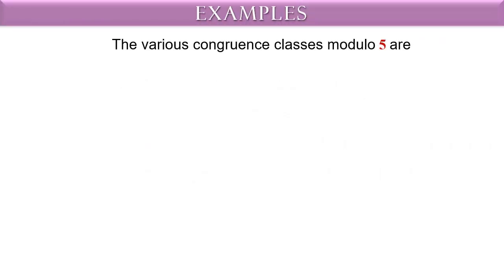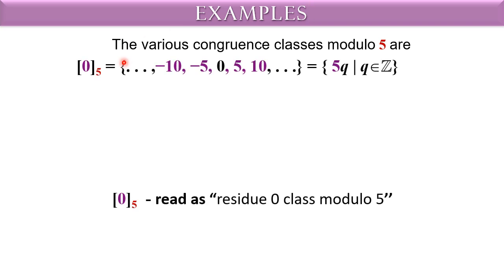Below are the various congruence classes modulo 5. This is read as residue 0 class modulo 5. These are the set of integers that when we divide by 5 will leave a remainder of 0. Thus we have -10, -5, 0, 5, 10, and many other integers that when we divide by 5 will leave a remainder of 0. Generally, if we are going to determine all of the integers that when we divide by 5 will leave a remainder of 0, we may follow the formula 5q, where q is an element of integer.